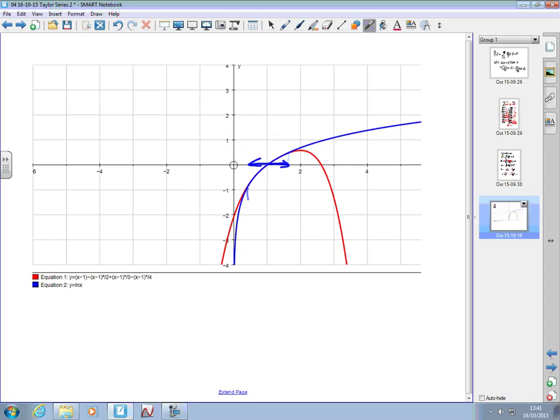And the more terms we add, the more closely this function will follow the line. So the further away from point a, where a equals 1, we can actually use the power series to represent our log function.